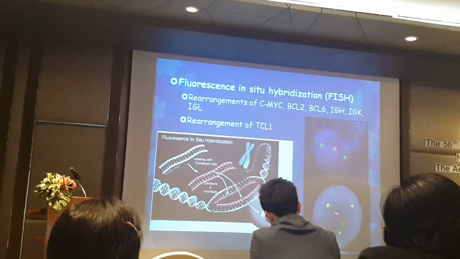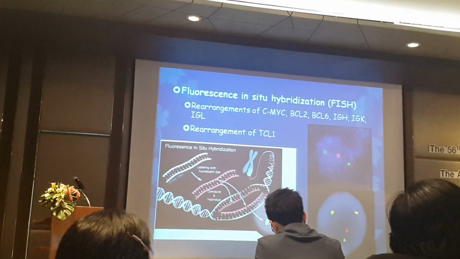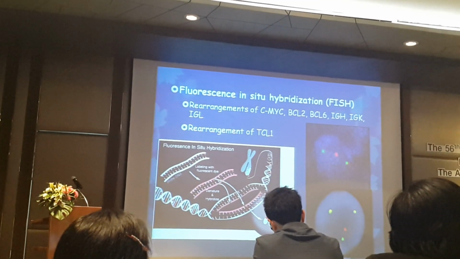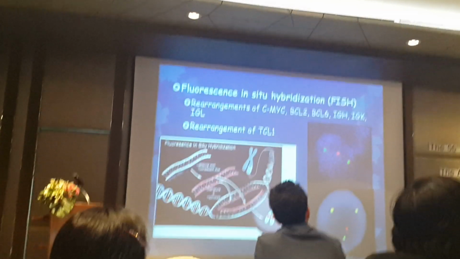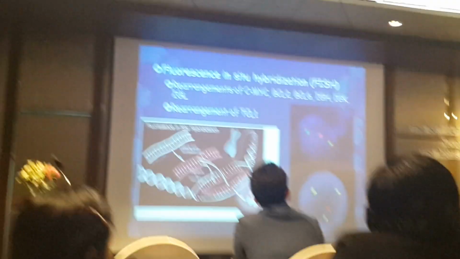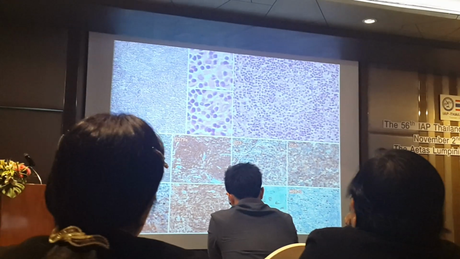They are far away. But if there's a translocation, the red and green come together, and you get two fused signals like this. So this is a simple way of detecting translocations using either a break-apart or a dual fusion probe.